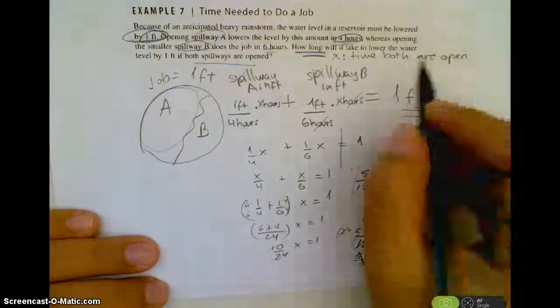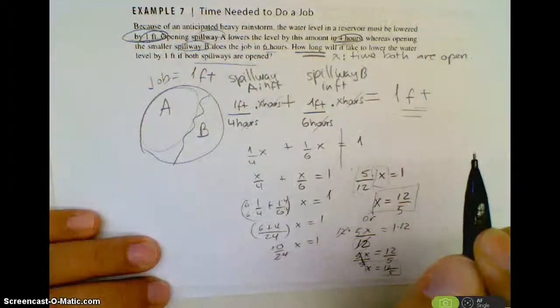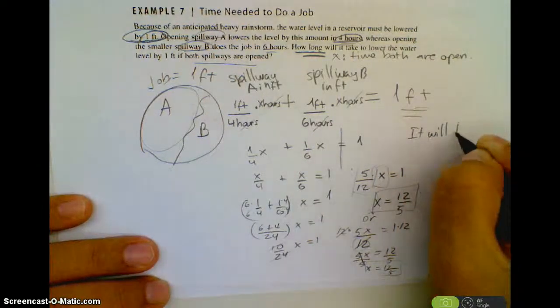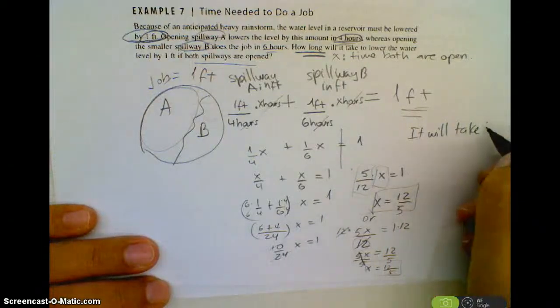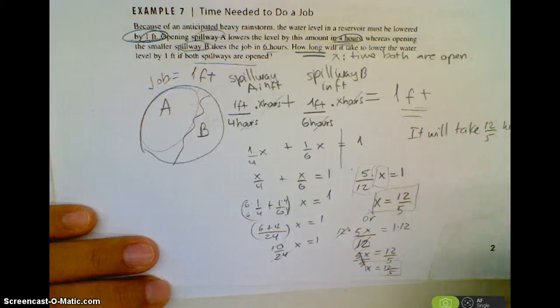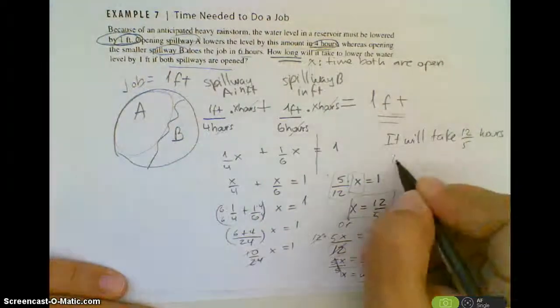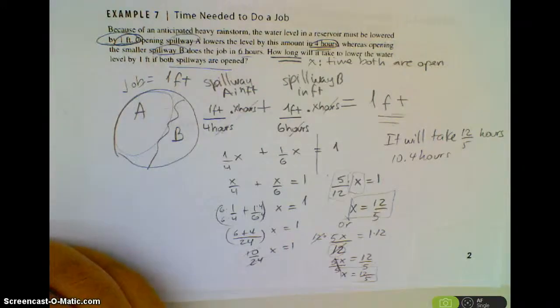So now let's just go back to our problem and let's try in English. How long will it take to lower the water? It will take, so what is 12/5? I was gonna say 12/5 hours, but nobody talks like that, so we're just gonna write it in a way that everyone will understand. It will take 10.4 hours. Okay, I just divide 12 by 5.